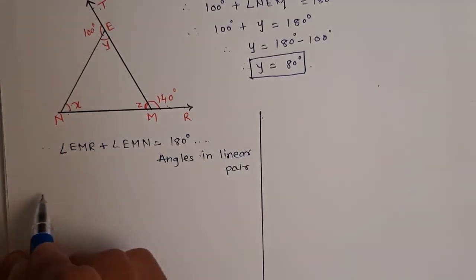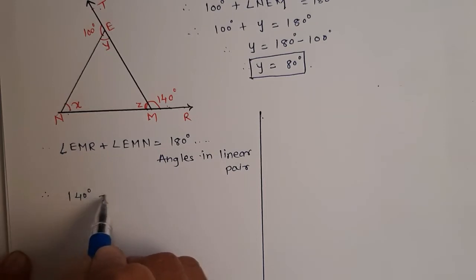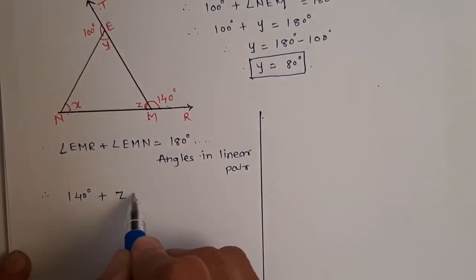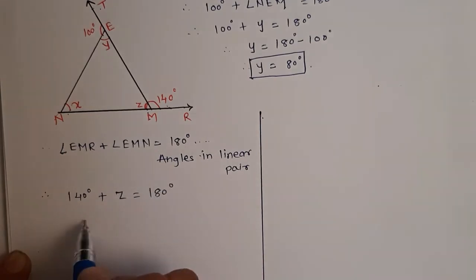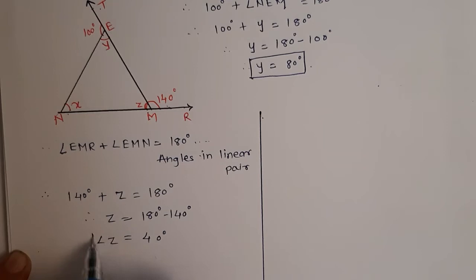Again, out of two, one angle is given here, that is EMR is given 140 degrees. EMN is nothing but z, equals 180 degrees. Therefore z equals 180 minus 140 equals 40 degrees. Angle z equals 40.